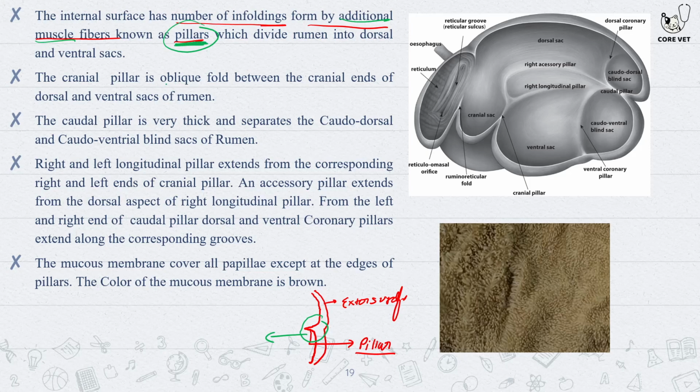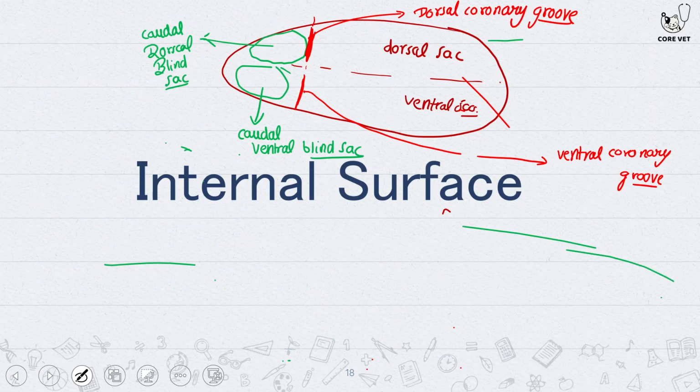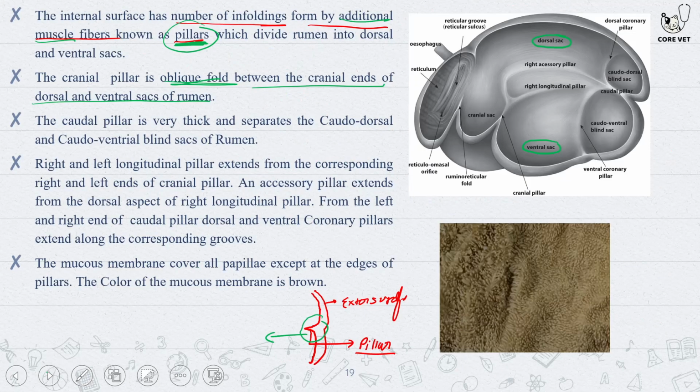Now the cranial pillar is an oblique fold. The cranial pillar is an oblique fold between the cranial ends of the dorsal and the ventral sacs of the rumen. What it means is, you can see this is the dorsal sac, this is the ventral sac. Now this is the cranial end, right? Clear with the positioning, right? On the cranial end there is an oblique fold. This is the oblique cranial pillar, meaning there is an oblique enfolding into the internal surface of the rumen at the cranial end.